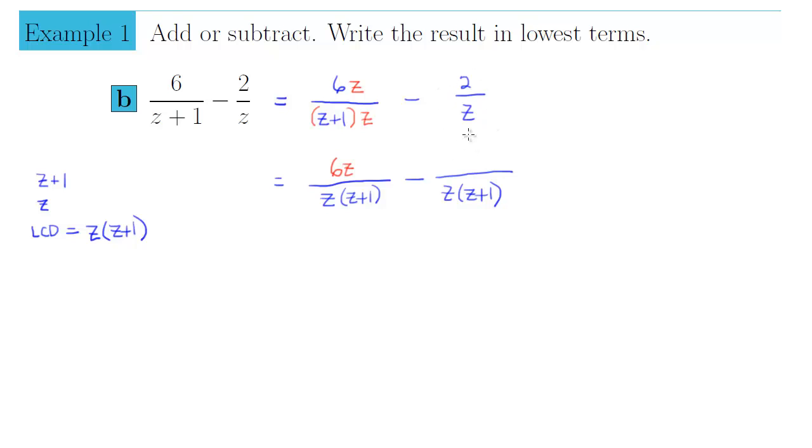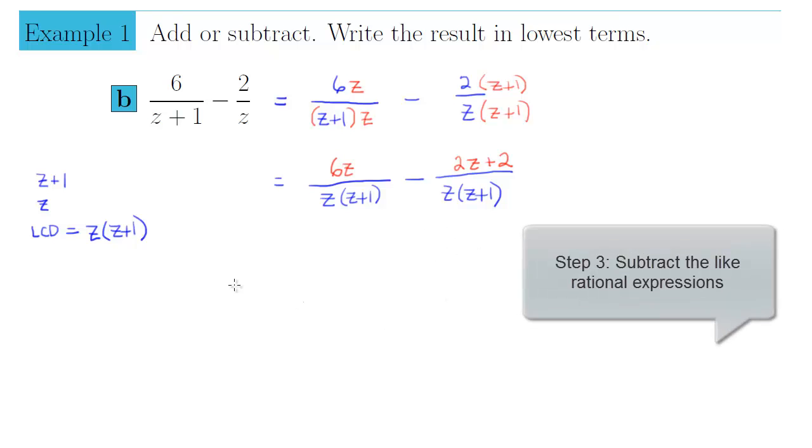Moving on to the second rational expression, we have a z in the denominator, but we need to obtain z times z plus 1. So the factor that's missing and which we need to multiply by is z plus 1. z times z plus 1 will match. Whatever we do to the denominator, we must do to the numerator to create our equivalent fraction. So on the top, we actually have 2z plus 2. We now have two fractions with like denominators, and we proceed to subtract these fractions as we did when we subtracted fractions that have like denominators.